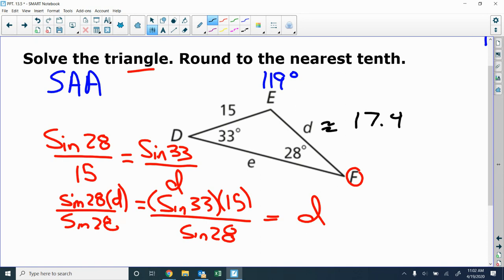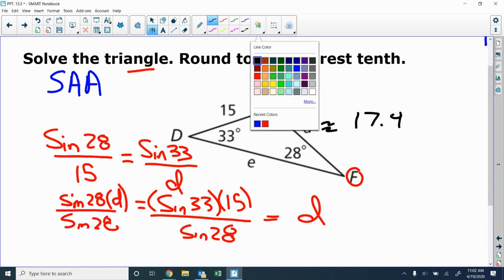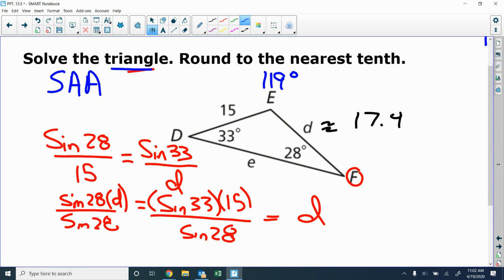I don't have the units marked, meters, inches, doesn't matter. 17.4. How'd we do there? Okay, so it's just straight up ratios set equal to others. Now, we still have this last one to go, side E, so let's take care of that now. Doesn't matter which one we use. I'll use the sine of 28.